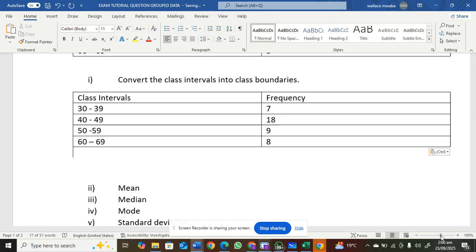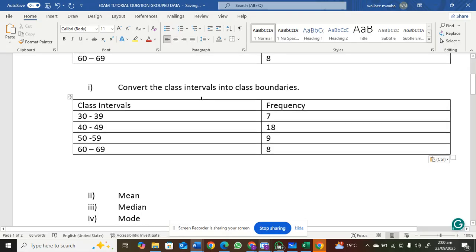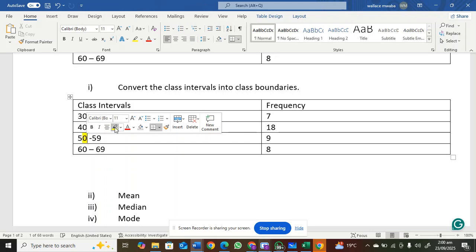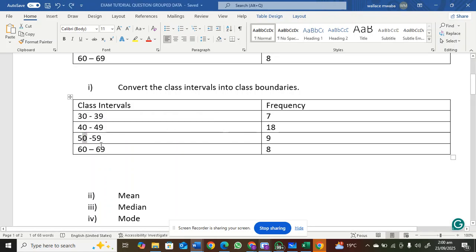Basically, as we're making these class boundaries, we're trying to connect each of the classes. Okay, because as you can see, this class is from 30 to 39. So for numbers like 39.1, 39.2, they cannot be accommodated. All right. So we need to close that boundary. Even if you look here, 49 and 50, numbers like 49.1, 49.2, they cannot be included. All right. So we need to convert these intervals into boundaries.